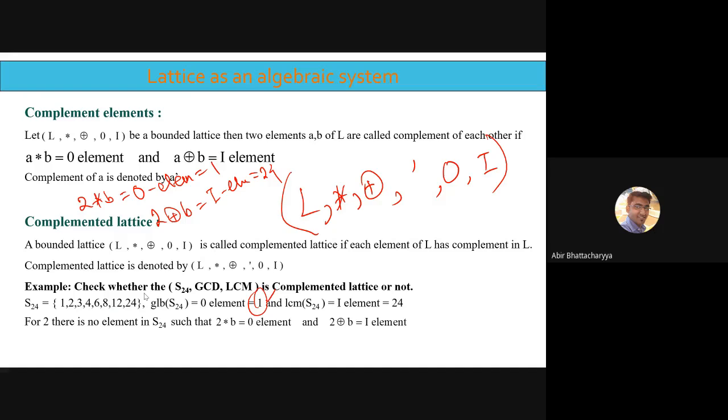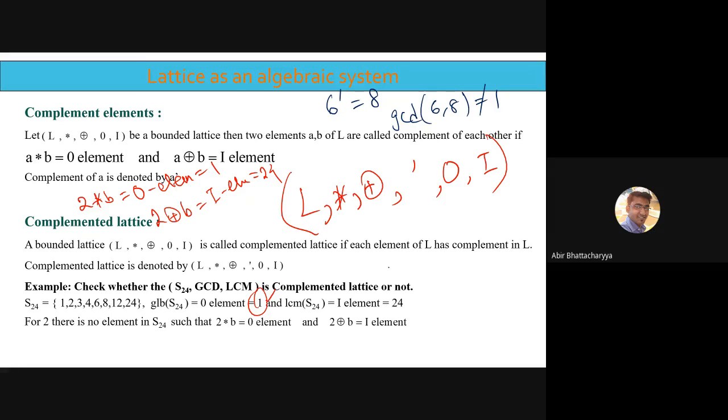Matthews, you wrote 6, 8. Sorry Matthews, this is wrong. If I take 6 and 8, they are not complements of each other. If 6's complement is 8, then the GCD of 6 and 8 should be 1. Is it 1? No, because 1 is your 0 element. GCD of 6 and 8 is not equal to 1. So we'll stop there. 6's complement is not 8.